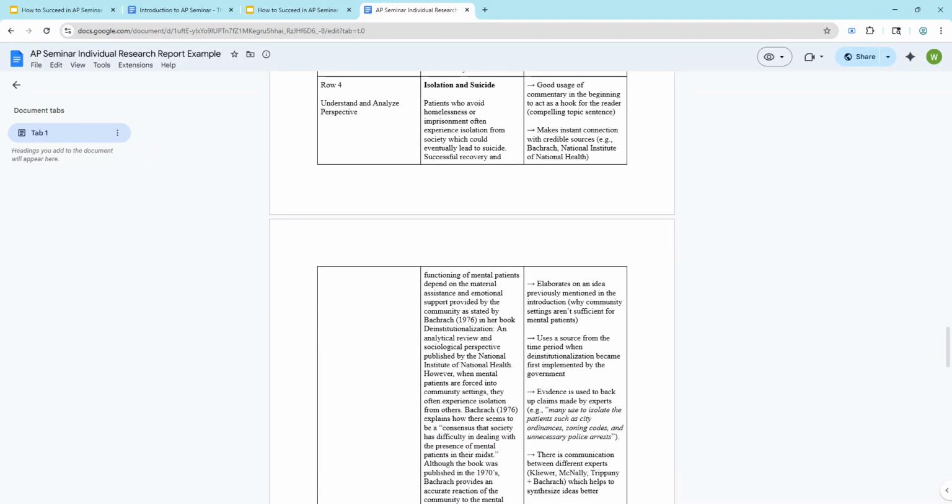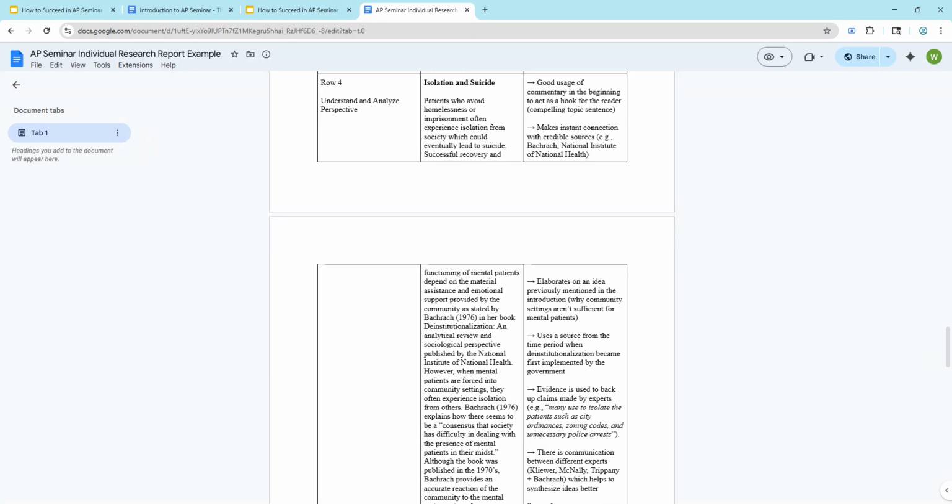There's good usage of commentary in the beginning to act as a hook for the reader. We have a compelling topic sentence. The student makes instant connection with credible sources, elaborates on an idea previously mentioned in the introduction, why community settings are insufficient for mental patients. The student uses a source from the time period when deinstitutionalization became first implemented by the government.